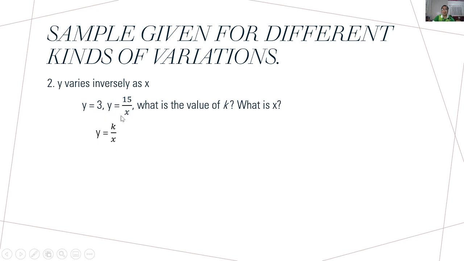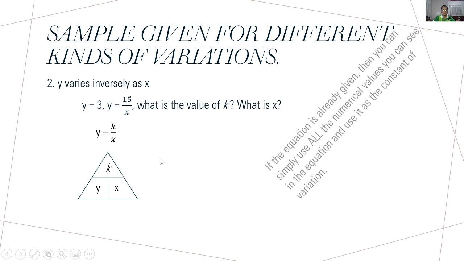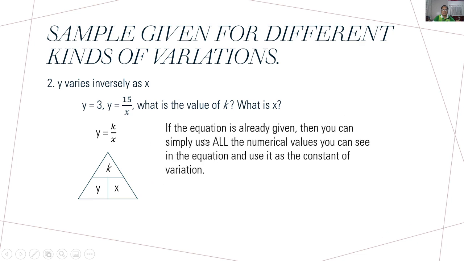Ilagay lang natin sa triangular formula. So ito nasa taas na. So ito yung nasa taas lang talaga. K. Y at saka x, ito yung magkasama. Anong nawawala? K, takpan. K equals, sir, magkatabi, x times y. So, if the equation is already given, meron na pala tayo ditong value ng k. You can simply use all the numerical values you can see in the equation and use it as the constant of variation. Ito yung equation natin.